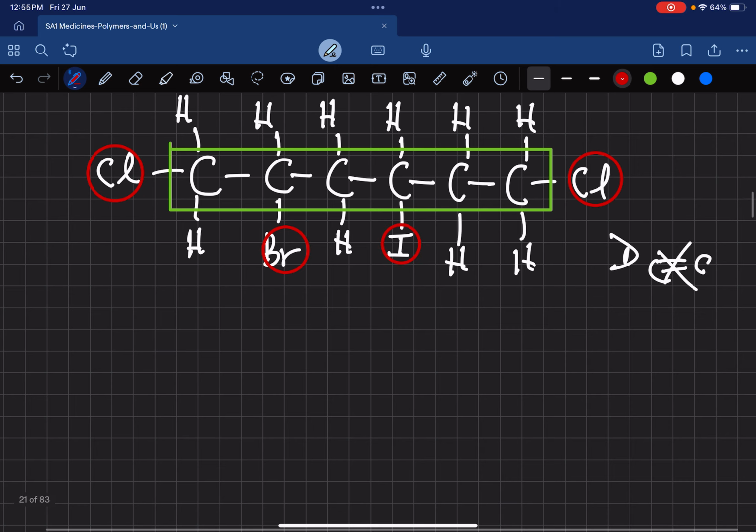If I start numbering from here, this will be 1 2 3 4 5 6. If I start numbering from this side, this will also be 1 2 3 4 5 6. Let's say you do not know whether you should start the numbering from the left, the blue, or the red. What we're going to do is name this according to the blue numbering. This is 6, so it's going to be called hexane.